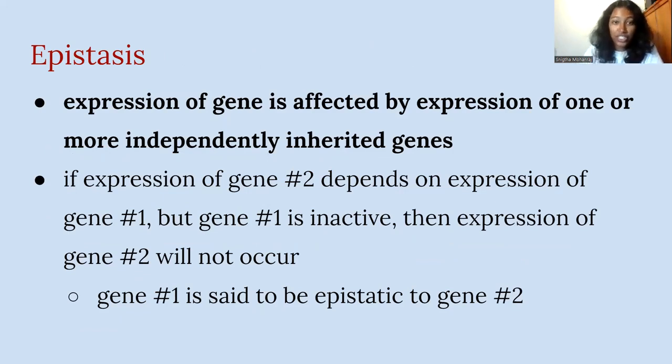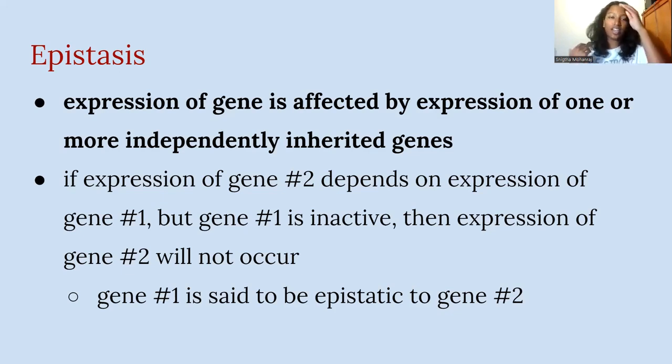Well, it's the expression of a gene, but this gene is affected by the expression of another inherited gene, or maybe not just another, maybe multiple other genes. And so I try to put into this little sentence with vague numbers so that you can just apply this to actual genes. But just to read it out, if the expression of gene number 2 depends on the expression of gene number 1, but gene number 1 is inactive, then the expression of gene number 2 will not occur. And gene number 1 is said to be epistatic to gene number 2.